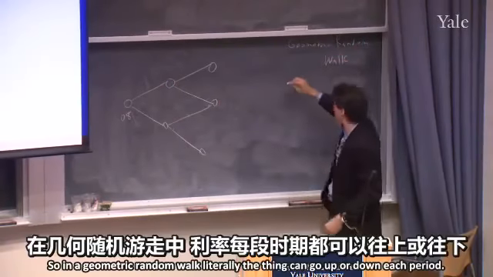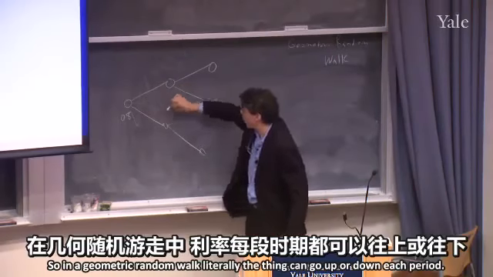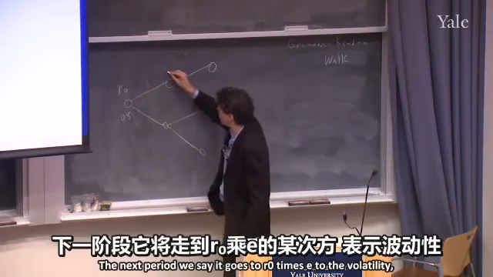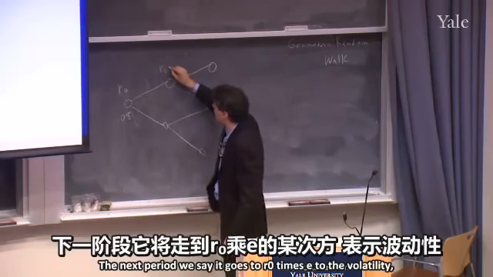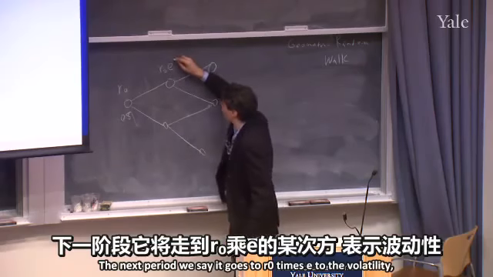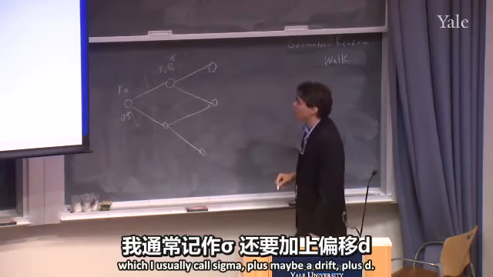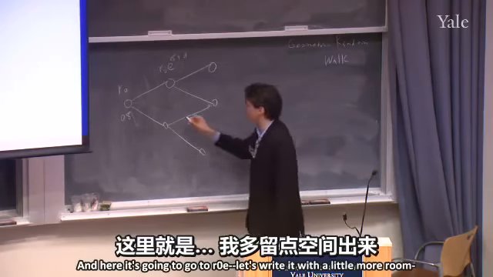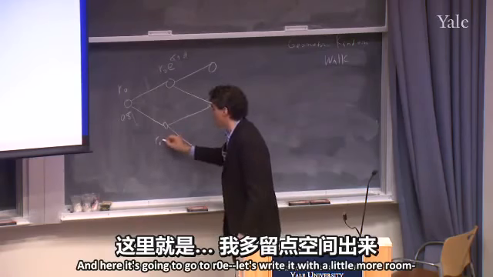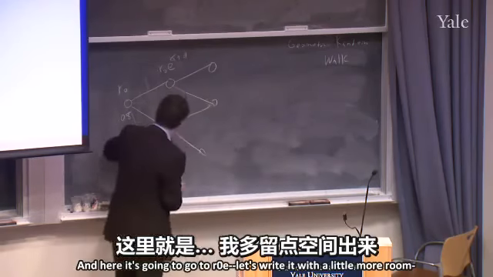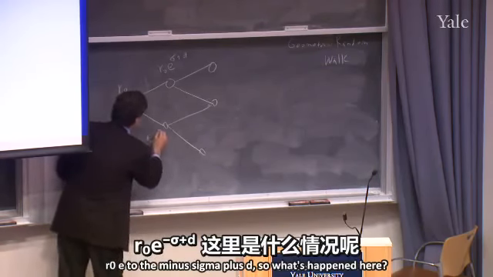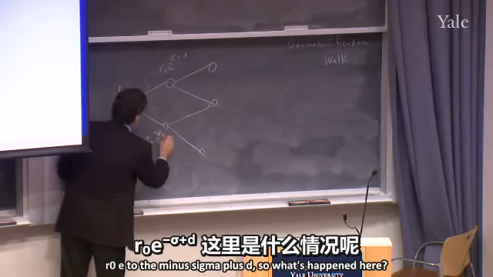So in a geometric random walk, literally, the thing can go up or down each period. So what does it go to? If this is R0, the next period, we say it goes to R0 times e to the volatility, which I usually call sigma, plus maybe a drift, plus d. And here it's going to go to R0 e to the minus sigma plus d.